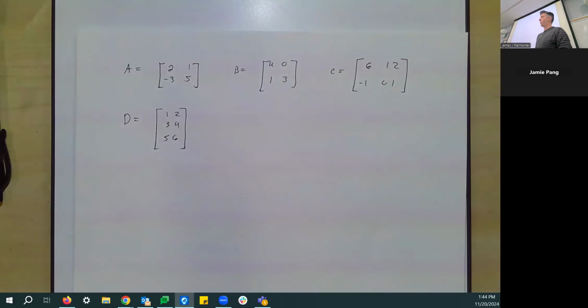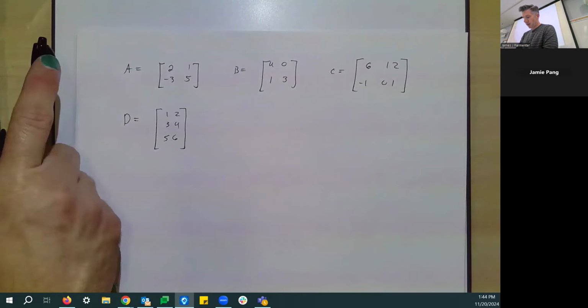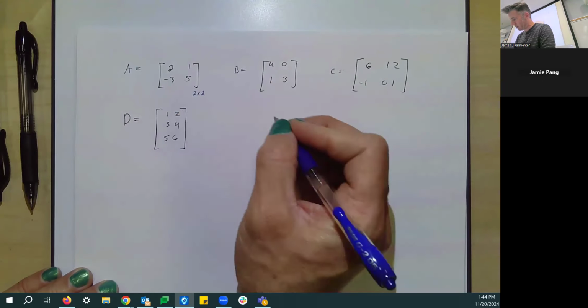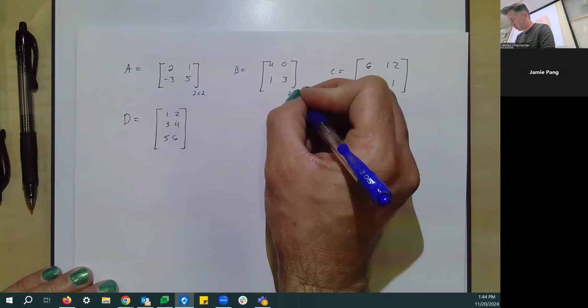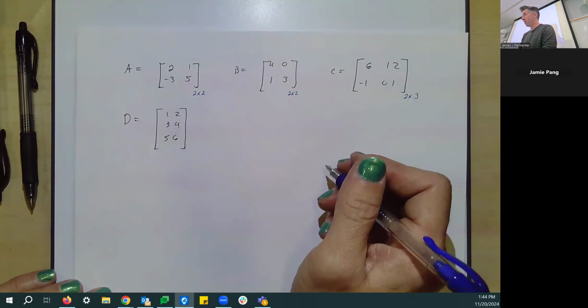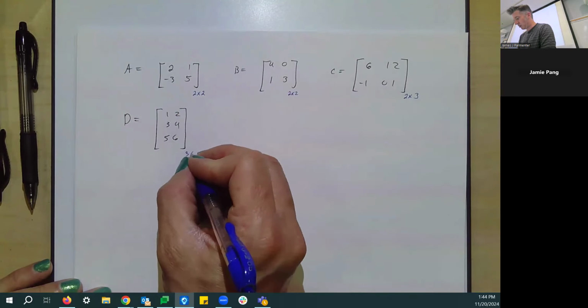And a few things to be aware of. A is a 2 by 2 matrix, 2 rows by 2 columns. B is also 2 by 2. C is a 2 by 3 matrix, 2 rows, 3 columns. D is a 3 by 2 matrix.